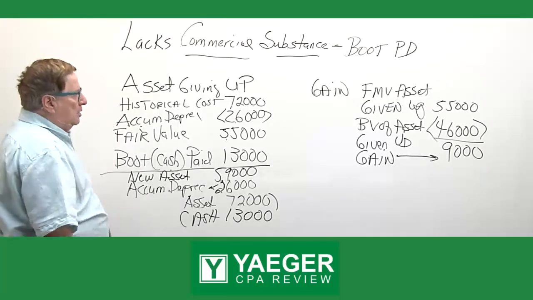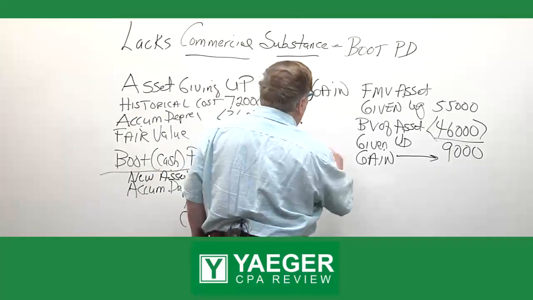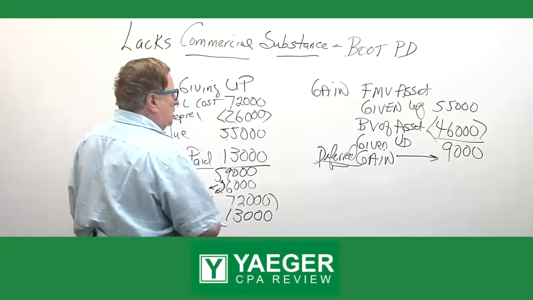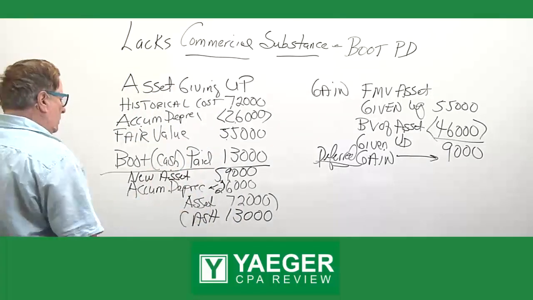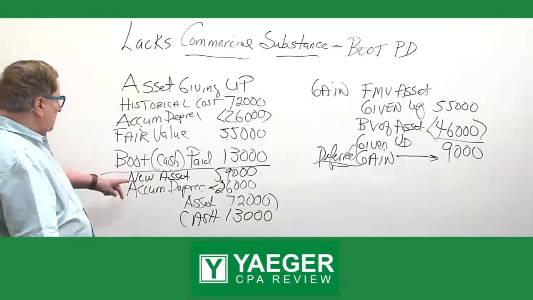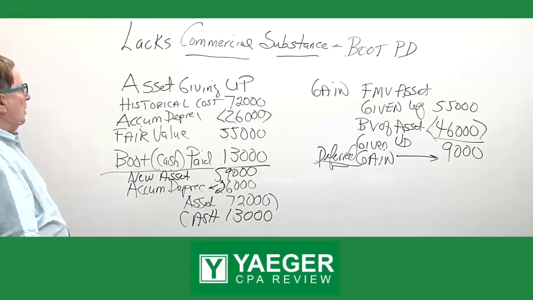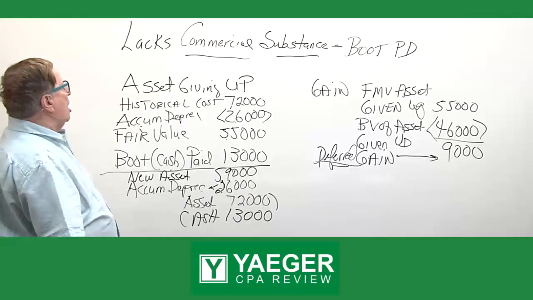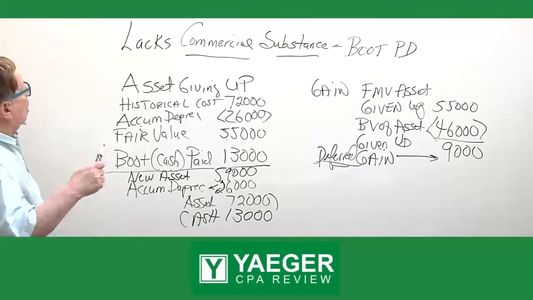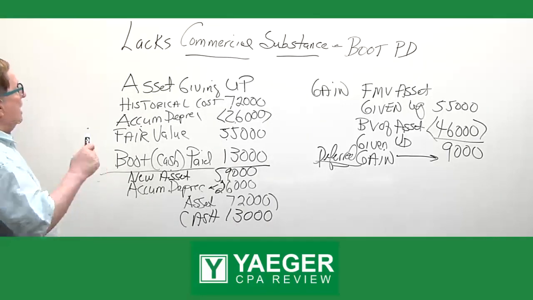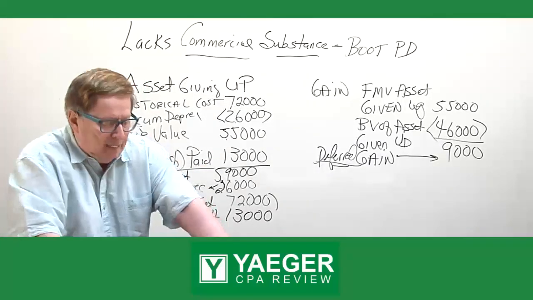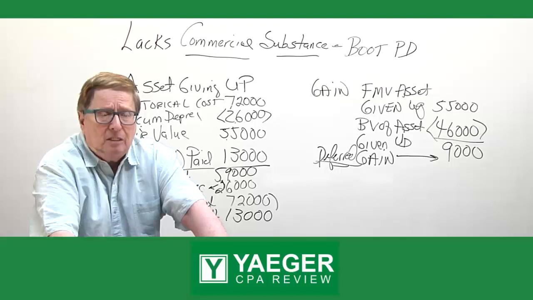Now, whatever deferred gain you have, because you paid boot and it lacked commercial substance, all the gain is deferred. So what are you really doing? You're taking the deferred gain and reducing the value of the asset. Remember, when we did not lack commercial substance, all the gain was recognized. Now when the gain is not recognized because it's deferred, notice what we did. In transaction 1, the new asset was $68,000.